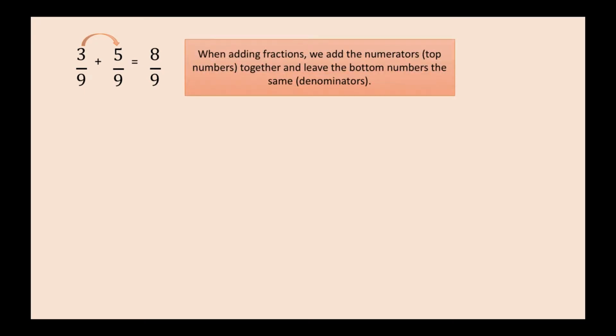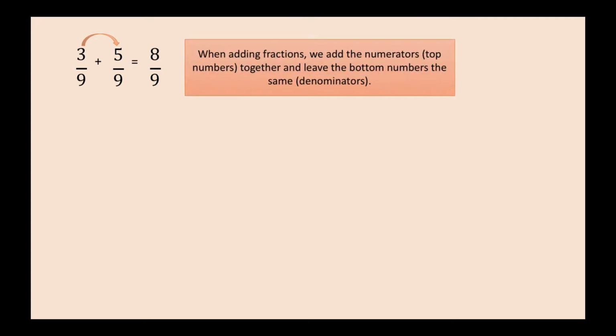Okay, so let's have a look at this fraction first. We've got 3/9 plus 5/9. When the numbers on the bottom are the same, it's easy. All you do is add the top numbers together. So 5 add 3 is 8, and you just keep the bottom number the same, okay? So it's nice and easy.